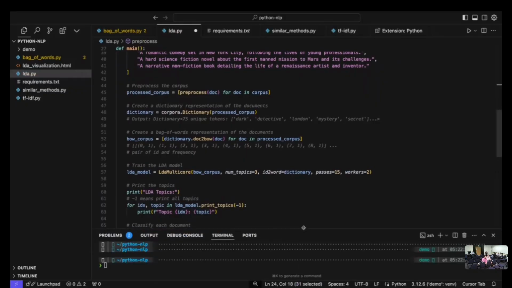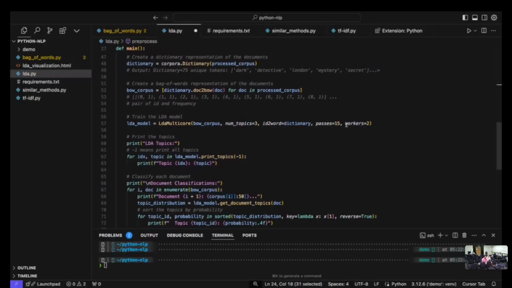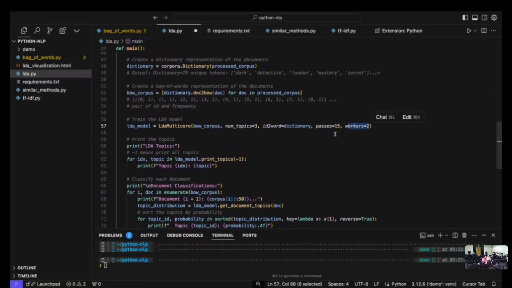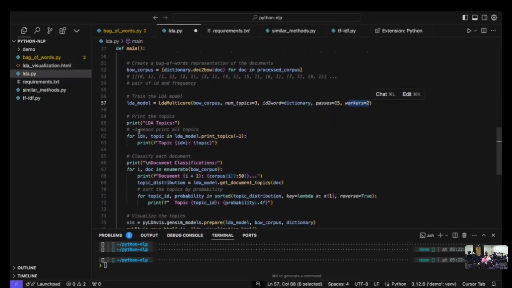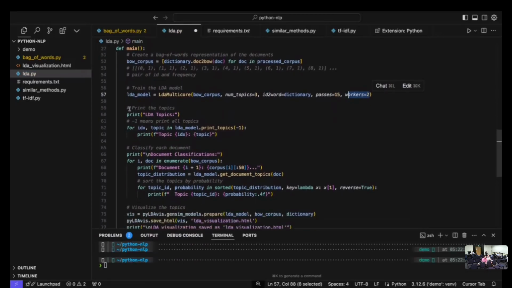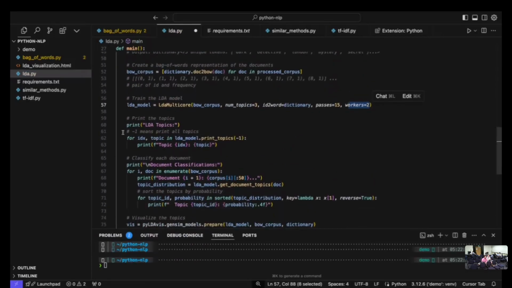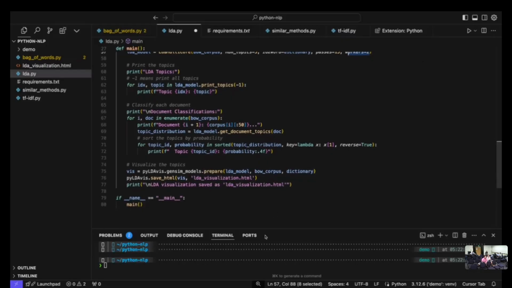After that, we train the model. Here you can see I've added workers too. I've employed a multiprocessing package here so that it will be done faster. Please keep in mind that the more passes I make, the longer it will take. Other than that, once we have the documents, we can go through the LDA model and print all the topics. So we will just run this and see what the result is.